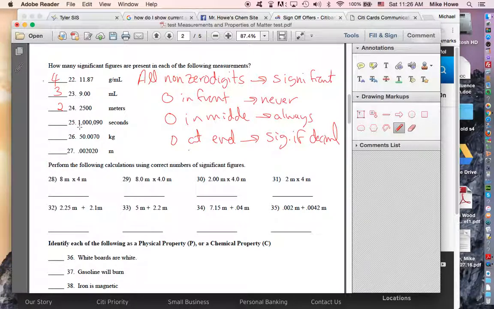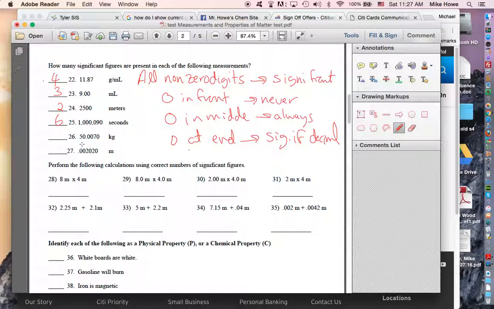Here you've got a non-zero, 0 in the middle, 0 in the middle, 0 in the middle, 0 in the middle, non-zero, 0 at the end. So the zeros in the middle are always significant. The 0 at the end is significant if there's a decimal. Is there a decimal? No. So the number of sig figs, 1, 2, 3, 4, 5, 6.